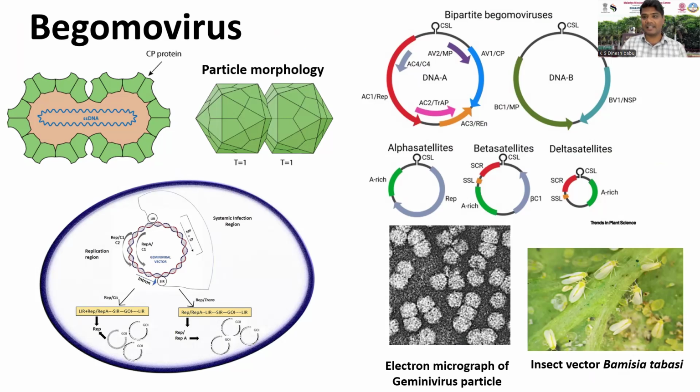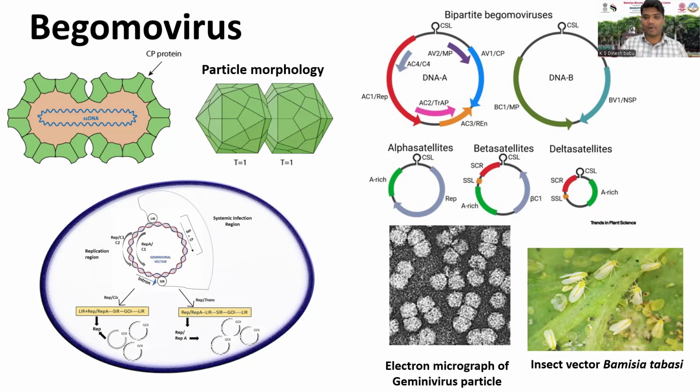All the DNA A, DNA B, and alpha, beta, and delta satellites encode different types of pathogenic proteins. And all the pathogenic proteins are multifunctional and do different types of functions. These proteins are responsible for the safekeeping of viral DNA and assembly of viral particles inside the plant cells, and also for the transmission of plant viral DNA from one cell to another cell.